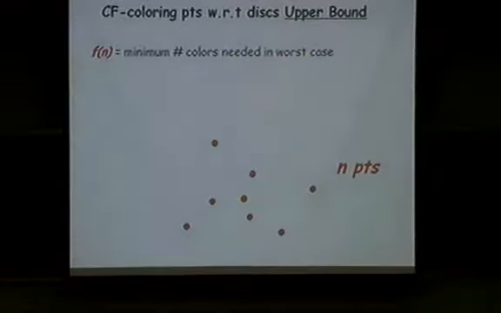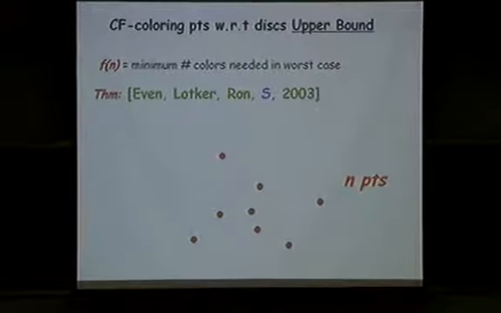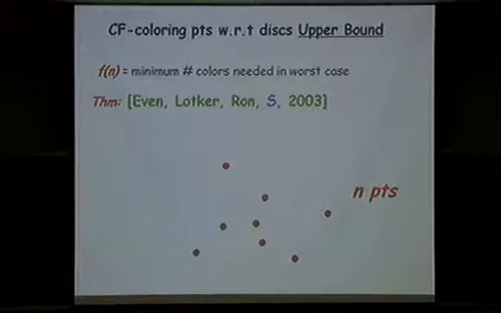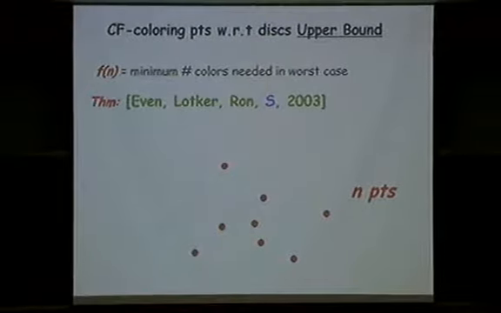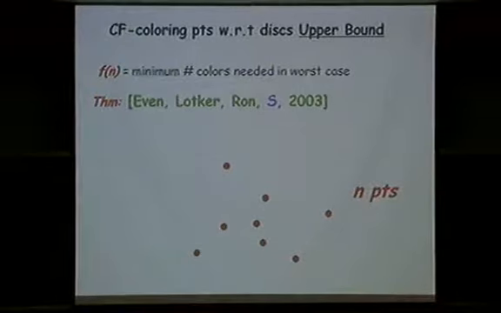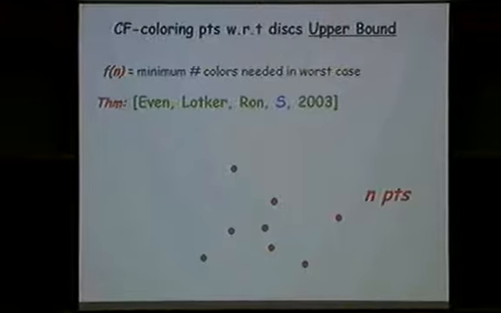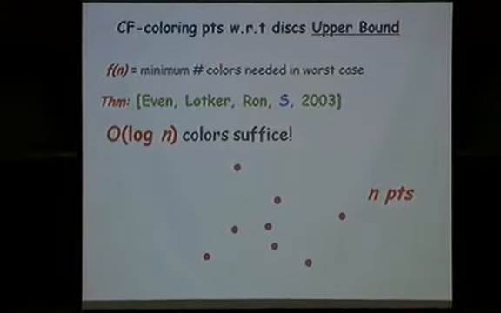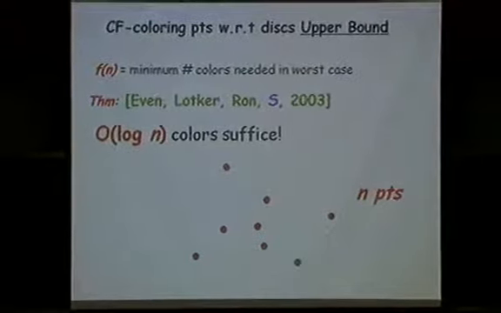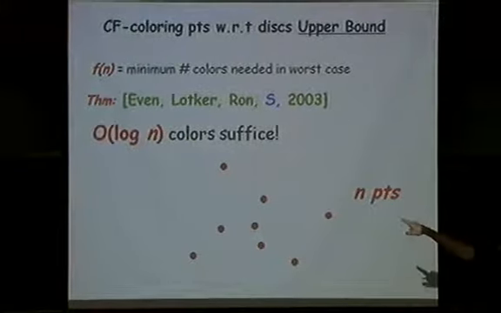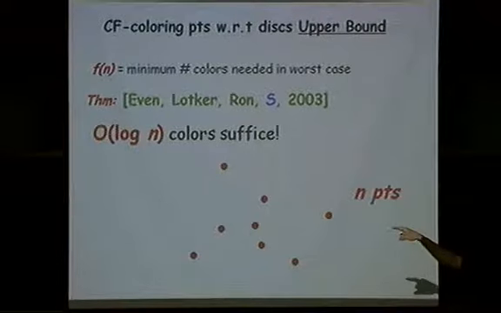Let me show you this first theorem. We can define this function f of n, which is the minimum number of colors needed for a CF coloring of points in the plane with respect to disks, for any set P of n points. The theorem says that order of log n colors always suffice. Actually, it's at most, not the accurate constant, something like log to the base 4/3 of n.